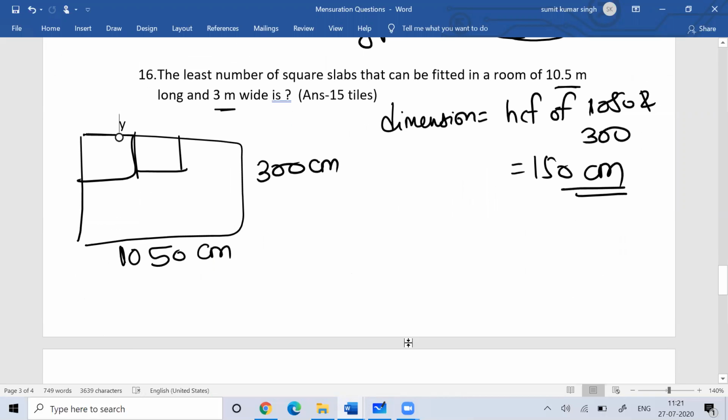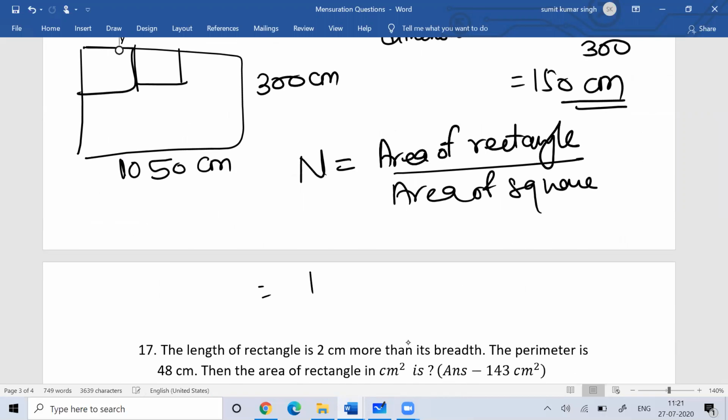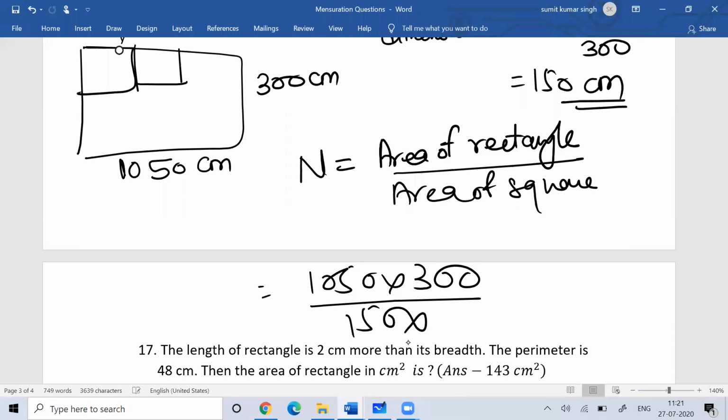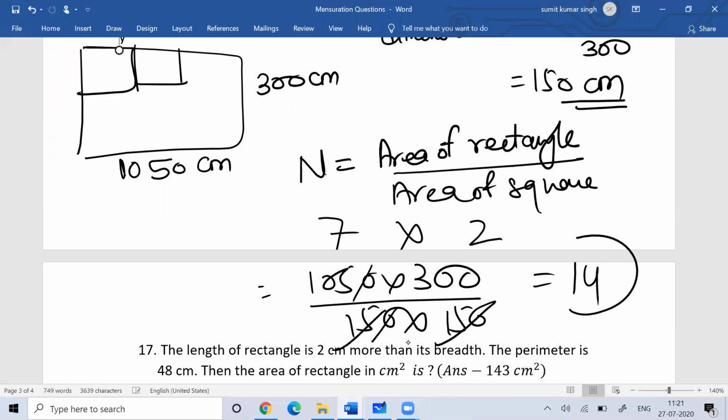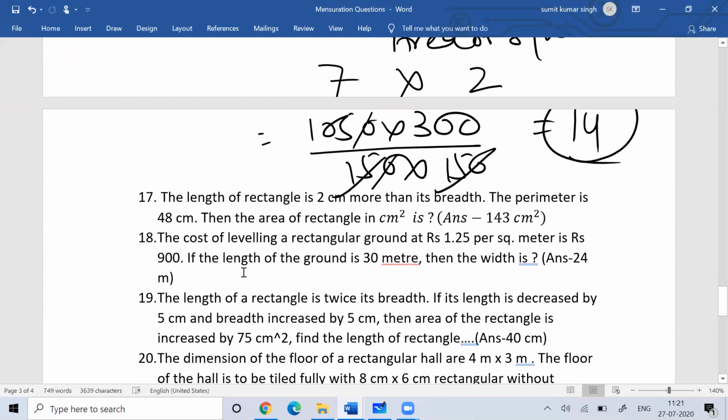Okay, so what is the number of slabs? That would be the area of the rectangle, whatever is your room, divided by the area of the square. With that you can find the number of slabs. So this is 1050 into 300 divided by 150 into 150. So this is 2, this is 7. So 7 into 2 is 14. So the number of slabs you require is 14.